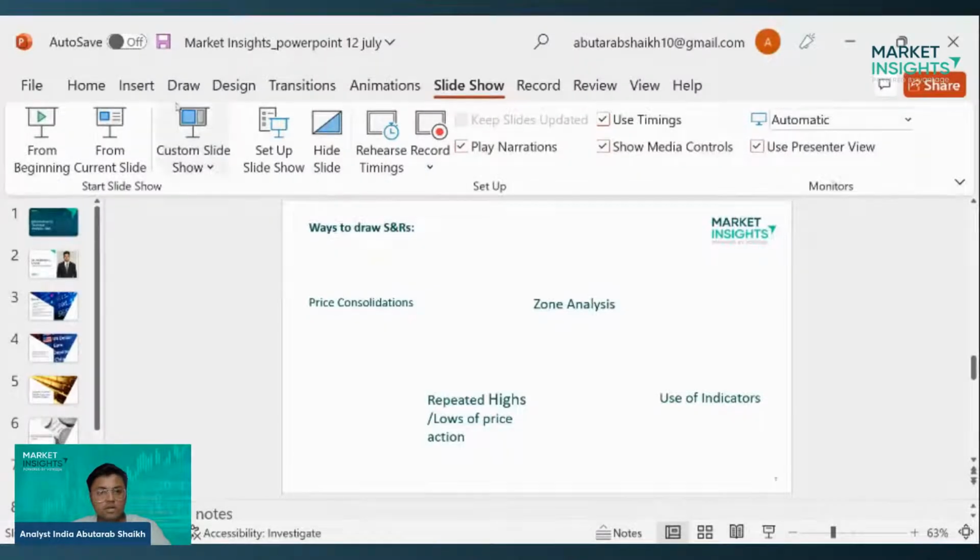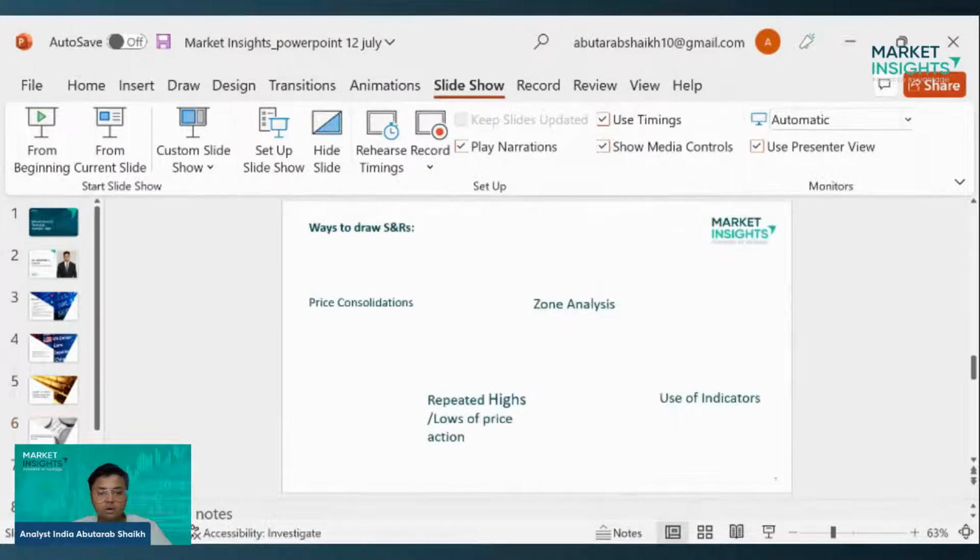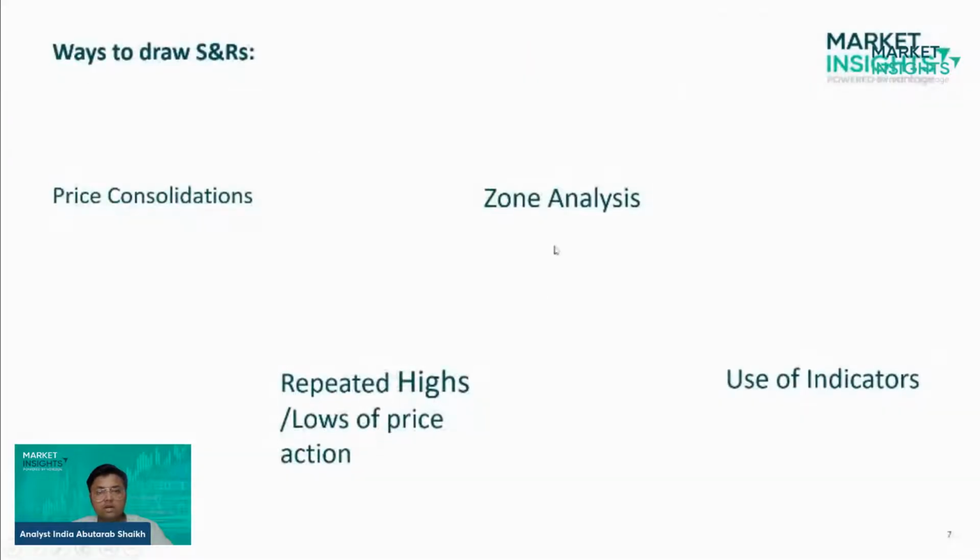Okay, I suppose everyone is able to see this. We were here last time. Resistance is where demand drops and supply overpowers demand. Now, ways to draw the supports and resistances. How many ways you can draw and come to know that this level might be considered as a support level, or this level is going to be a resistance for the particular price action.